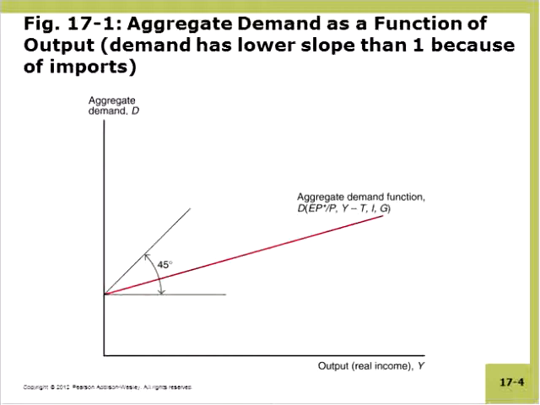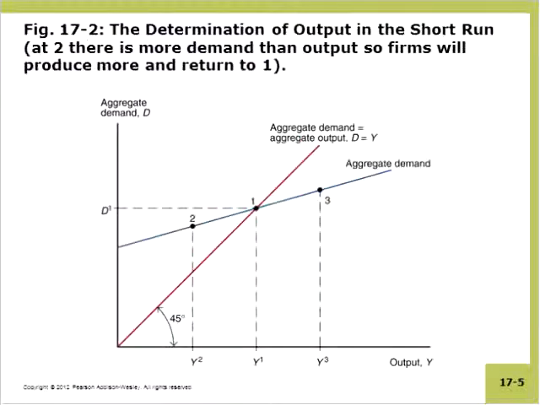Okay, so let's consider this line, and let's consider the other line, that is this red 45 degrees aggregate demand, identical to aggregate income or aggregate output, if you want. So what happens when you are out of equilibrium? For example, you are at point 2. At point 2, you see that there is more demand than output. More demand than output. That's why the producers will produce more and will move to point 1.